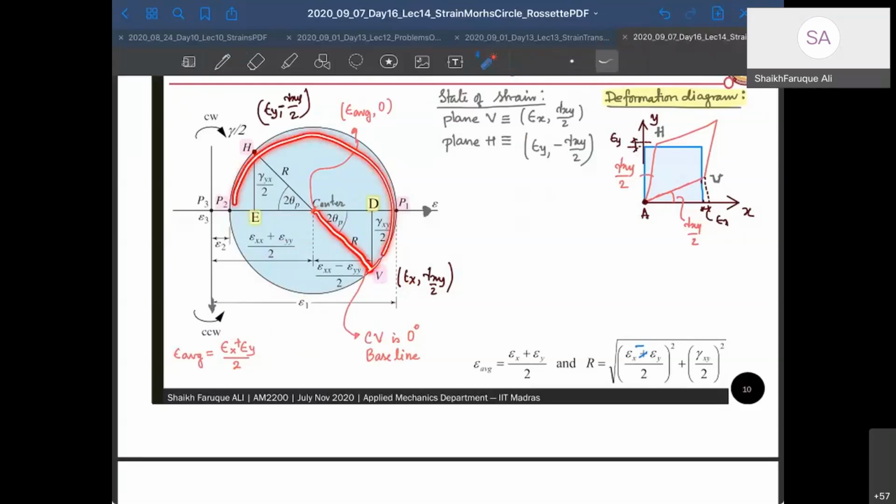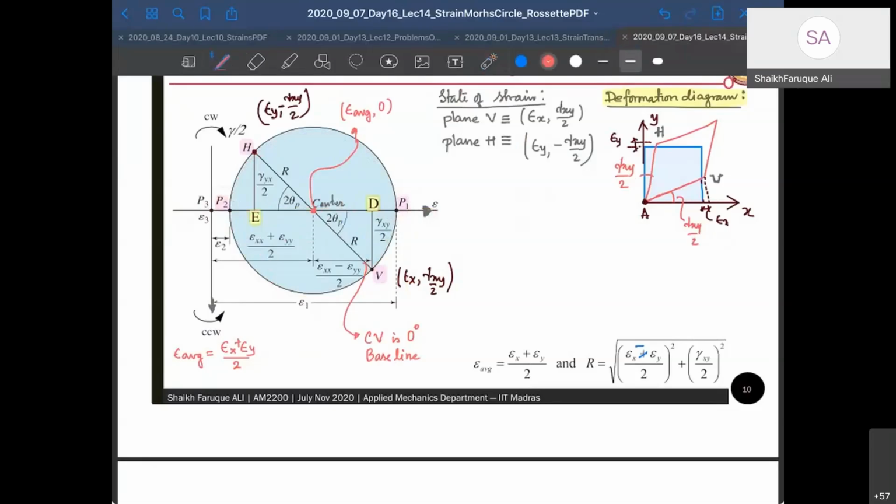Now this circle will cross 2 points P1 and P2 on the zero shear strain line. That means your principal strain line. So these are the 2 points. One of them corresponds to maximum principal strain. The other will correspond to minimum principal strain. The angle that it makes with your 0-degree line is called 2 theta p, which gives you the plane of the principal strains.